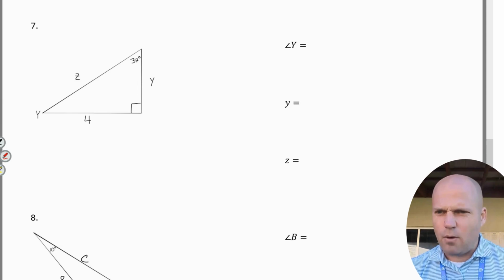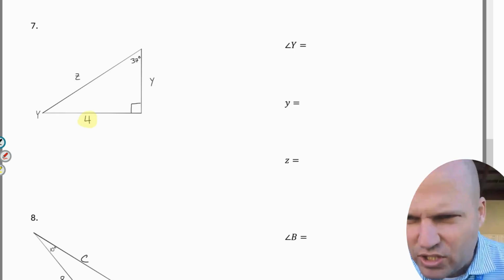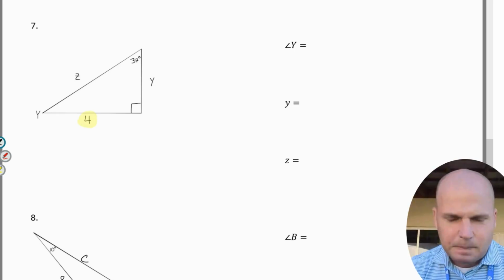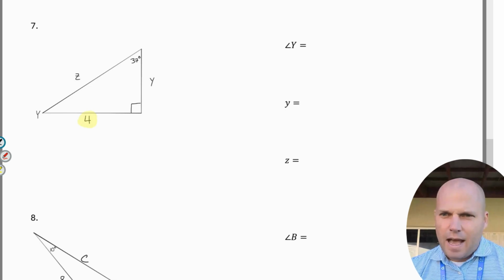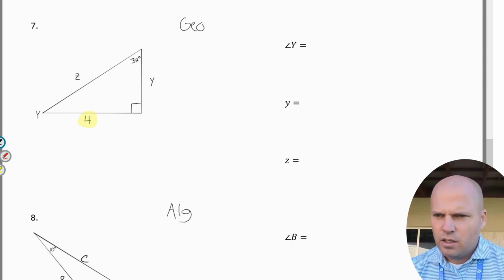All right, now we're going to make it harder on you. This is not the hypotenuse, this is the adjacent side. Okay. Now let's do the geometric way here. Let's do the algebraic way here and understand the two different ways you could do it. We have this angle 37. So that means this angle has to be 53.